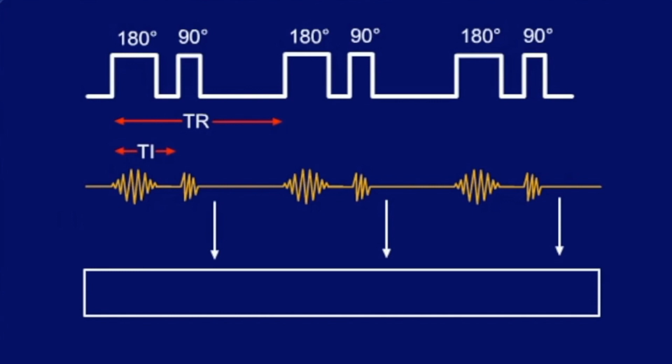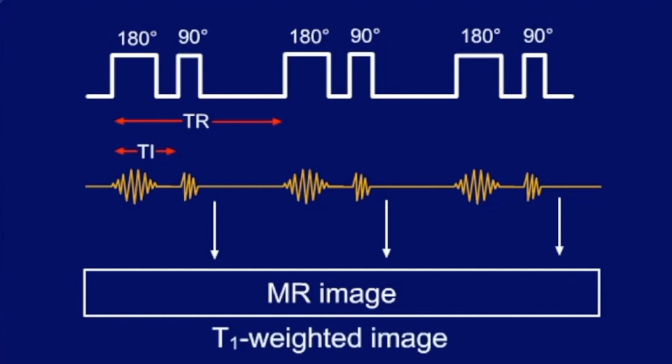The signal intensity in an inversion recovery image is thus dependent on T1, which determines how fast the longitudinal magnetization goes back to its original value. So we get a T1-weighted image, which is even more T1-weighted than partial saturation recovery images.